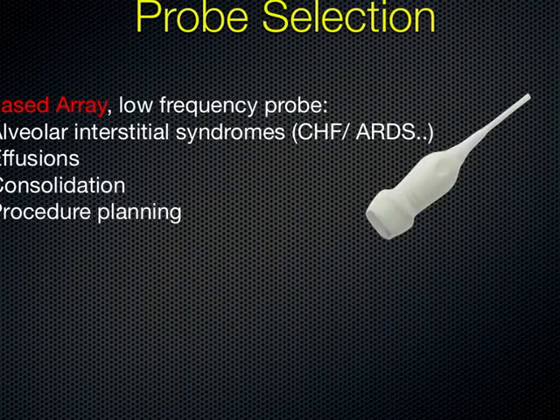There are two different probes we often use when looking at the lungs. The first is the phased array low-frequency probe. Some people call it the cardiac probe. But essentially it's a low-frequency probe which gives you a high degree of penetration but not a great deal of resolution. This is best when we are looking at pulmonary edema, deeper effusions, consolidations, and also surveying the landscape for potential procedure planning such as thoracentesis.